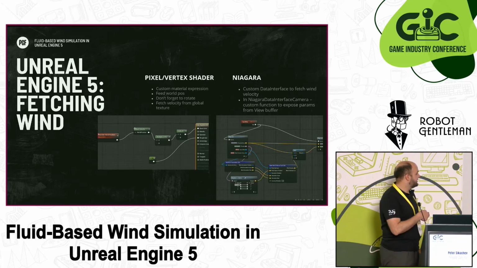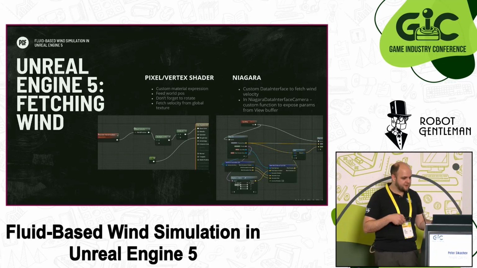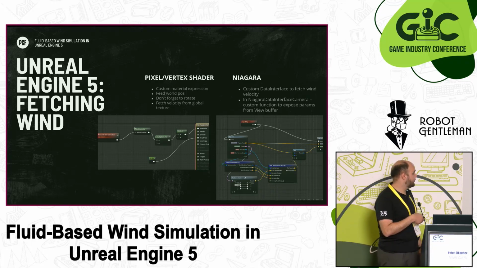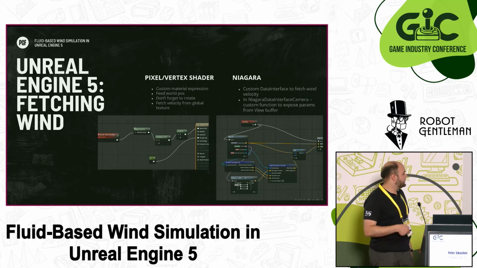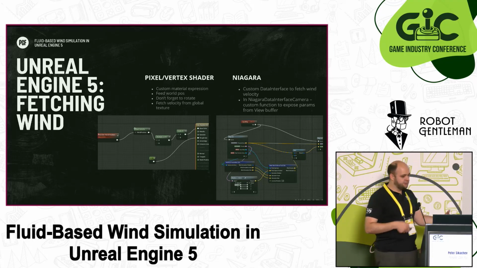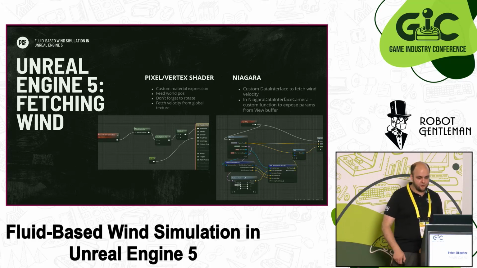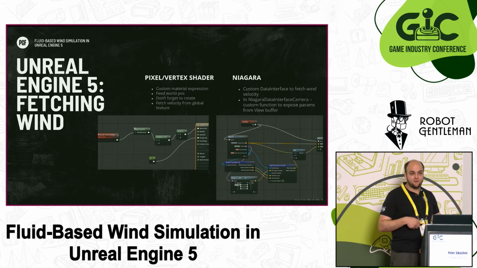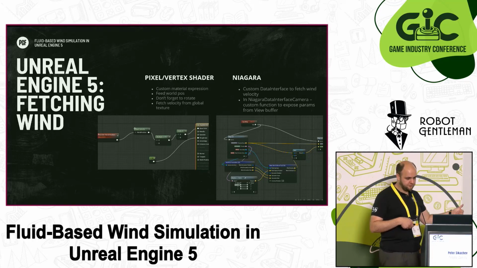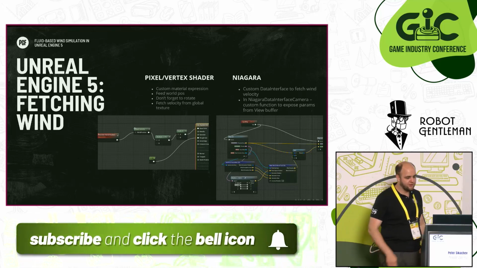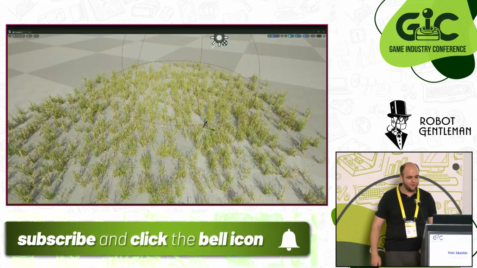Here we introduce custom nodes for pixel and vertex shader that just output velocity and do the rotation inside. And the same for Niagara. We do a custom data interface that fetches wind velocity. One more step for Niagara: in a Niagara data interface camera, we need to expose the params from the view buffer that are used for it. Hopefully you can see it later in the slide, because I need to accelerate.